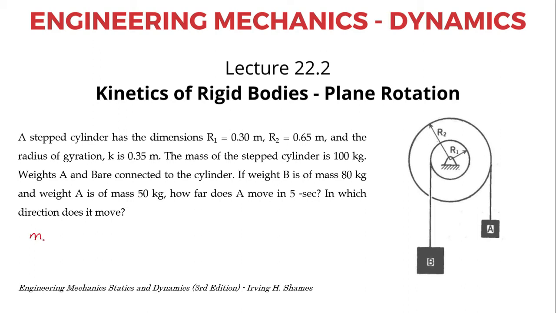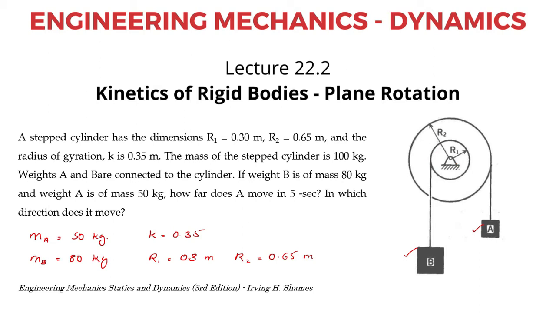We have the mass of body A given as 50 kilograms, the mass of body B given as 80 kilograms. Then the radius of gyration k is given as 0.35, and the radii of the stepped cylinders, R1 is given as 0.3 meters and R2 is given as 0.65 meters. Now, in order to solve this question, we first find the acceleration of the bodies B as well as A, and then we relate it to the rotation of the stepped cylinder.